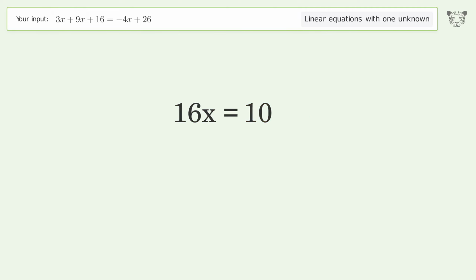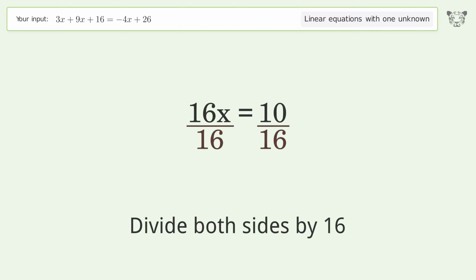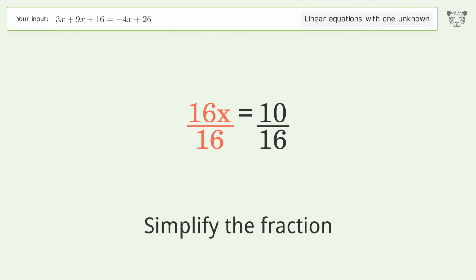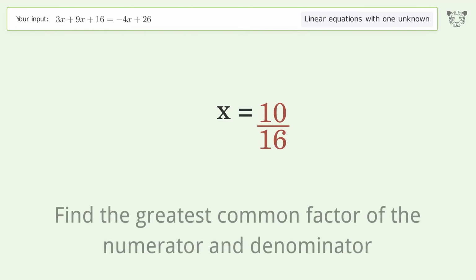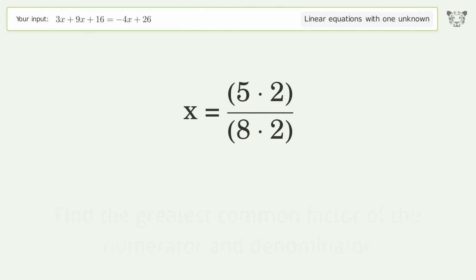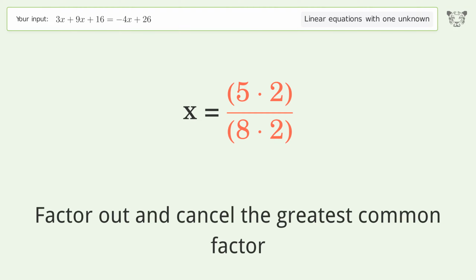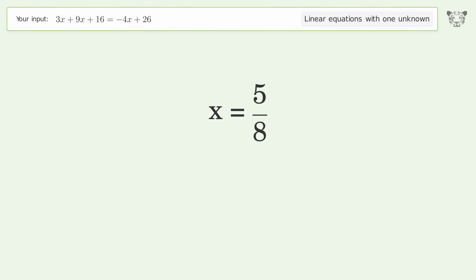Isolate the x. Divide both sides by 16. Simplify the fraction. Find the greatest common factor of the numerator and denominator. Factor out and cancel the greatest common factor. And so the final result is x equals 5/8.